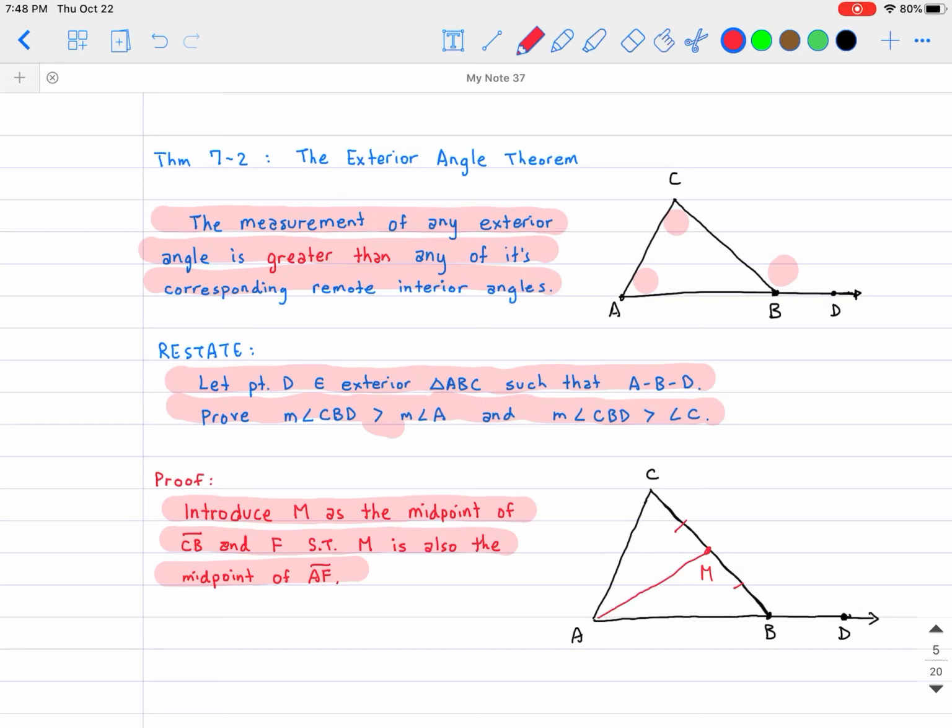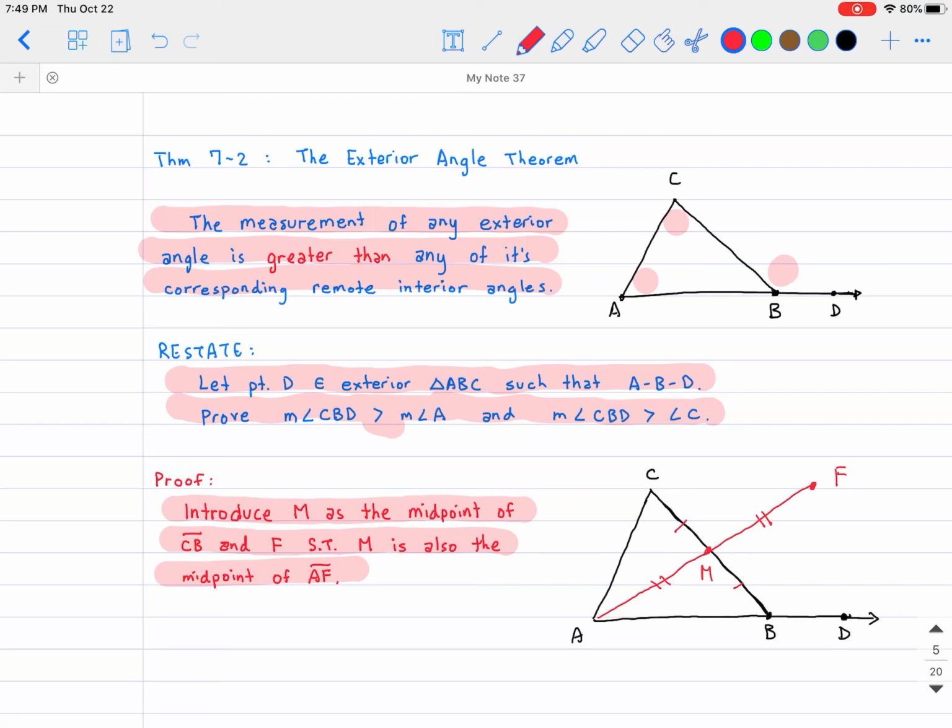But here we go. First, I'm going to draw M, which is the midpoint of CB. So there's that first part. Next, I am going to extend AM. I'm going to extend AM as far as it takes so that the length of AM is congruent to the next part right here, which we're going to call F. So that is going to be my rabbit out of the hat trick.